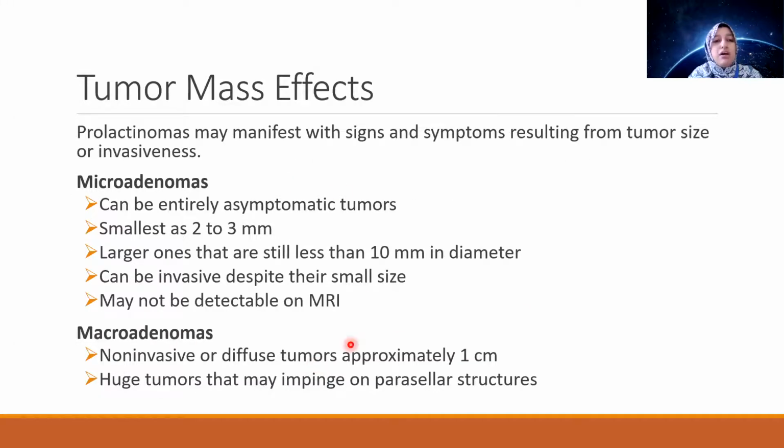Then coming to the tumor mass effects. Prolactinomas may manifest with signs and symptoms resulting from the tumor size or invasiveness. In case of microadenomas, it can be entirely asymptomatic. Okay, sometimes it may not always be detected. And microadenomas can be as small as 2 to 3 millimeters, to the larger ones up to 10 millimeters, but still less than 1 centimeter in size.